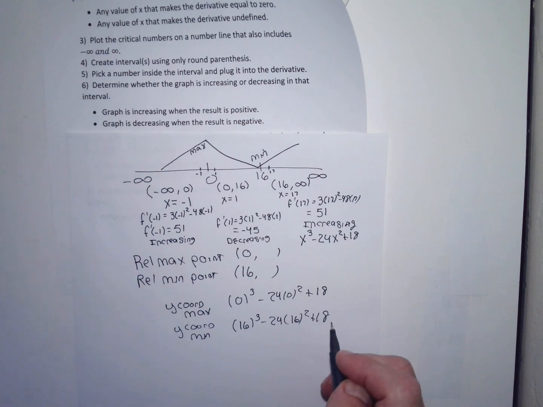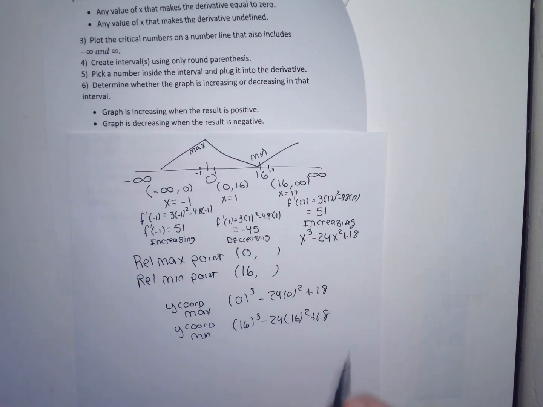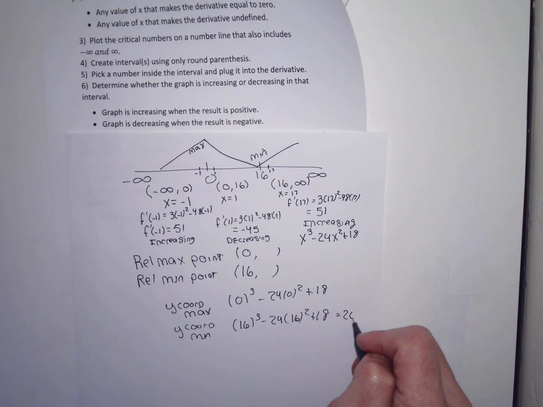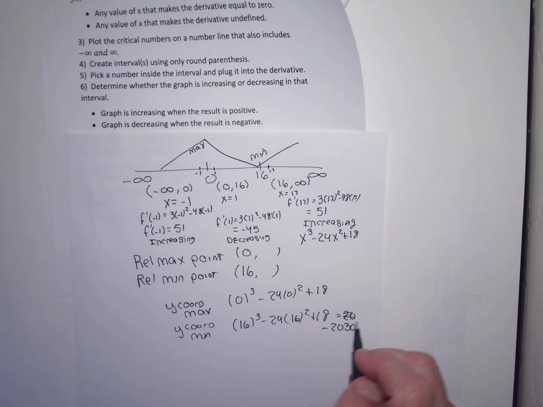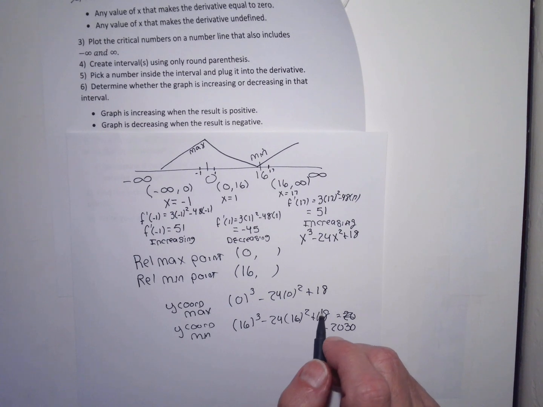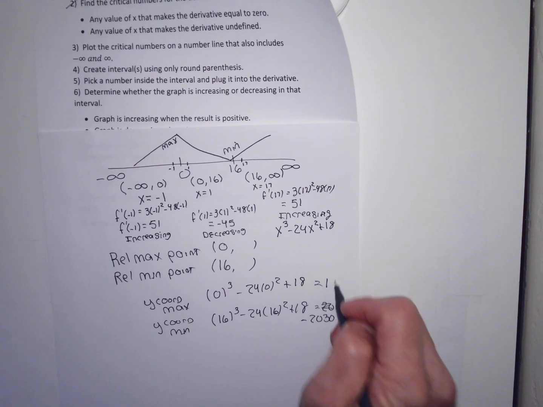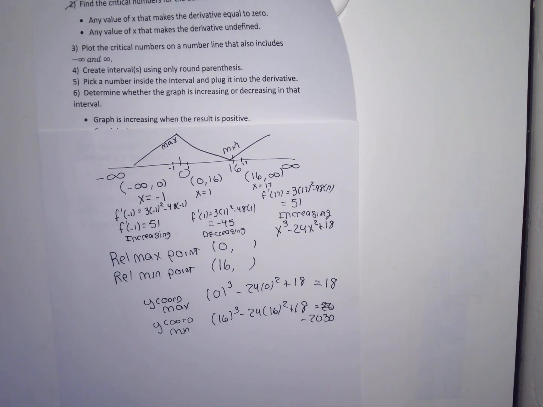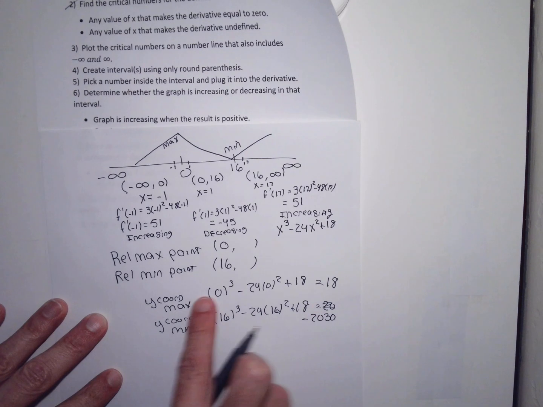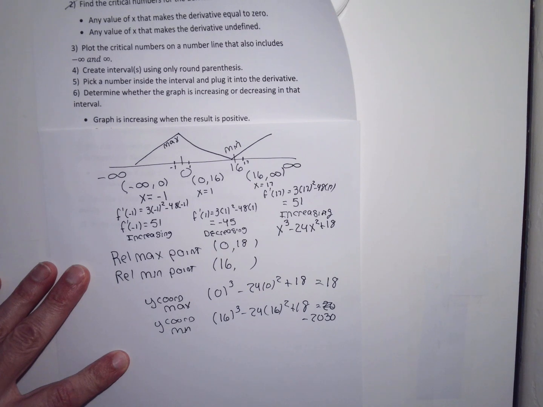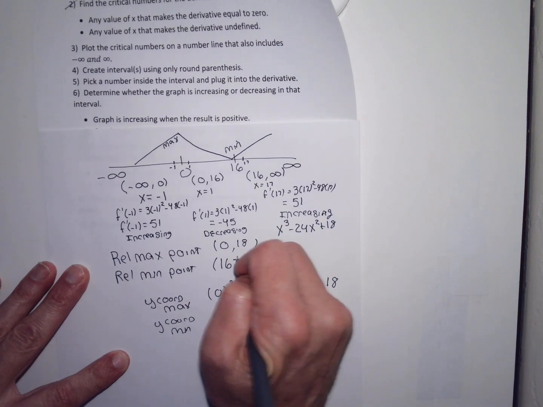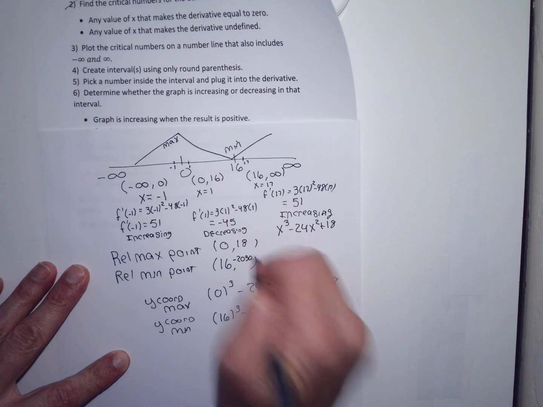And I did this off screen when I wrote this example up. So let me steal those numbers. And I believe when I plugged in 16, I got negative 2030. And when I plugged in 0, I got 18. That's just calculator. Since I'm at 32 minutes, I didn't want to press buttons on my calculator, but you just enter these on your calculator. So the relative maximum point is the point 0, positive 18. The relative minimum point is the point 16, negative 2030.